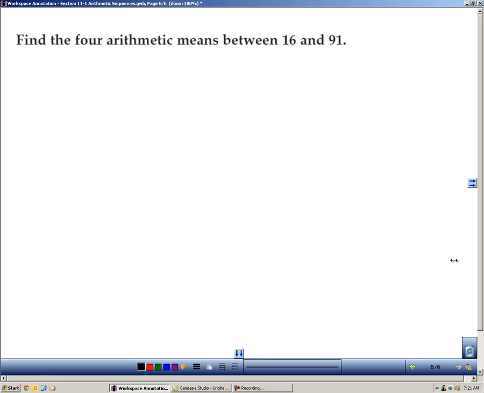So in this example, I want to find 4 arithmetic means between 16 and 91. The problem is I don't know what the common difference is. So the first thing I want to do is find the d. That's our first order of business. Well, let's start with our formula because that's really the only thing we have to work with. If I could plug in the other values and solve for d, I'd be able to write out my sequence and then find what the 4 arithmetic means are.